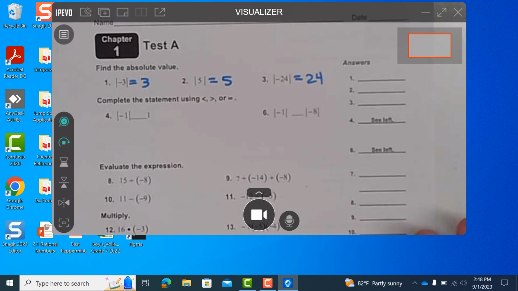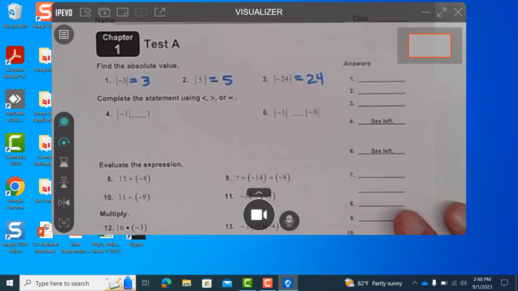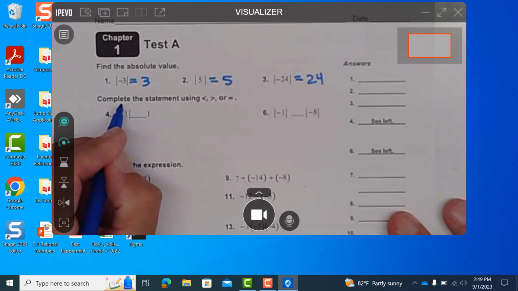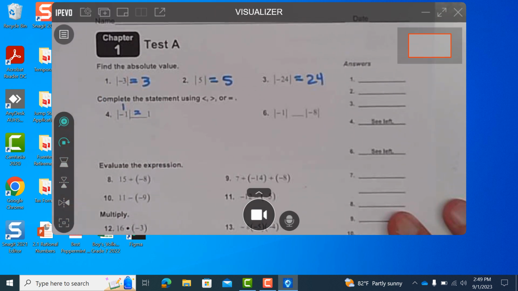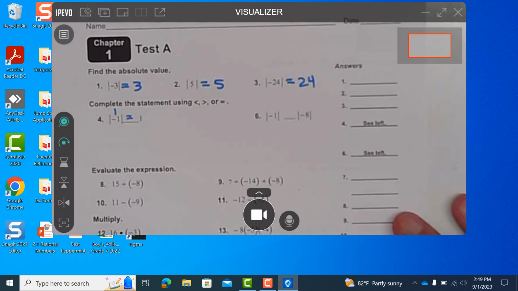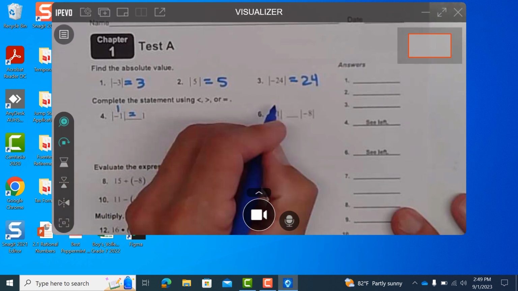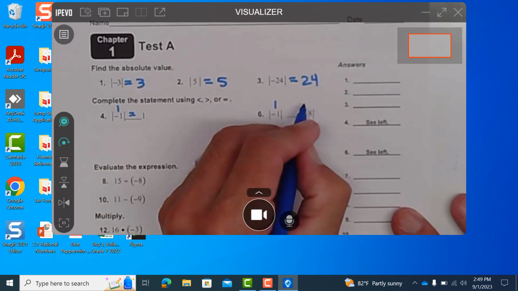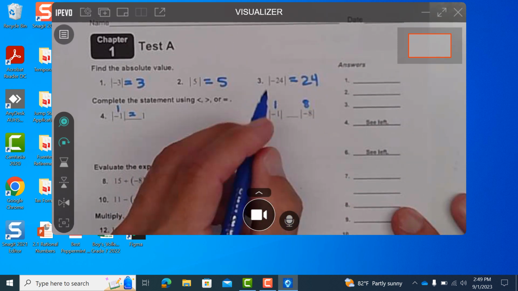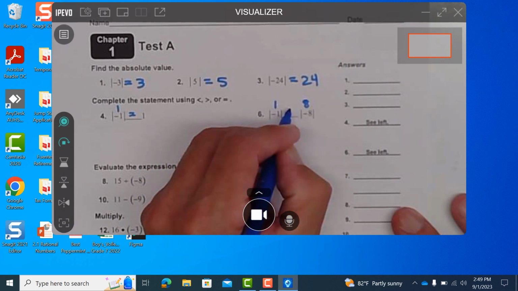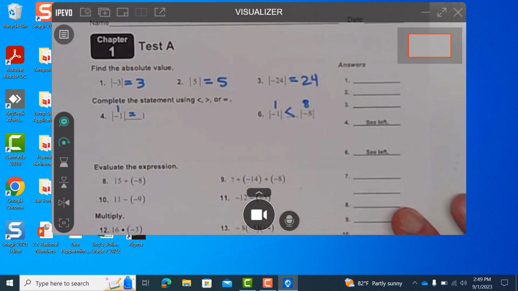Moving on to 4 and 6, we're going to use less than, greater than, or equal to compare two numbers. Since the absolute value of -1 is 1, then it is equal to 1. Looking at number 6, the absolute value of -1 is 1. The absolute value of -8 is 8. So the absolute value of -1 is less than the absolute value of -8.